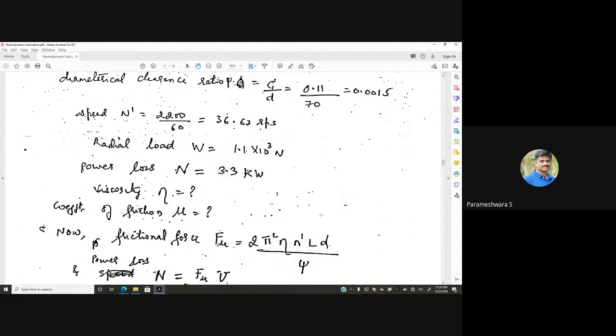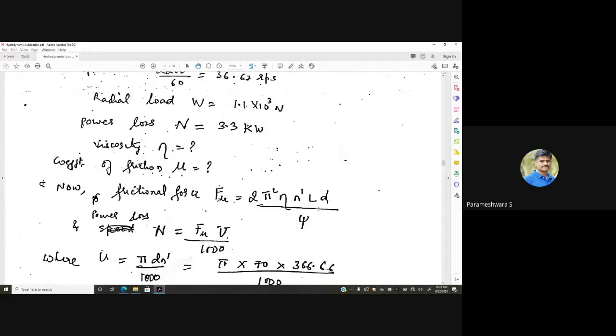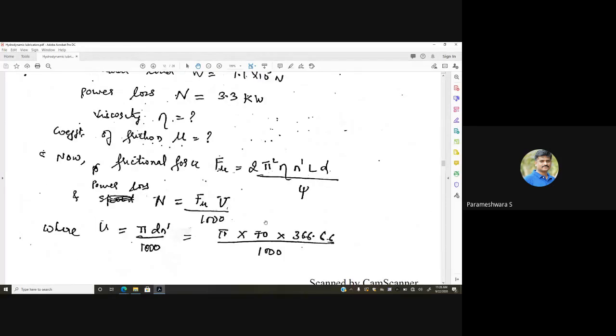With the given data, first I will consider the frictional force equation. It is 2 pi square eta n dash L D over psi. And we also know that power loss is equal to frictional force into velocity divided by 1000, where velocity u is equal to pi d n dash divided by 1000.